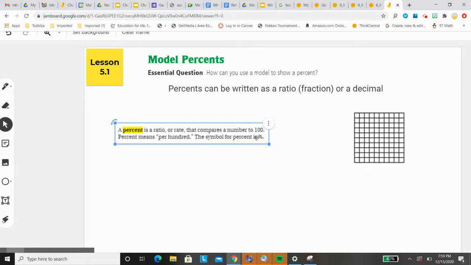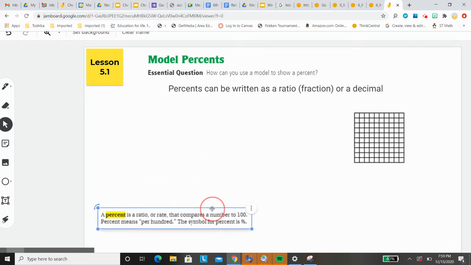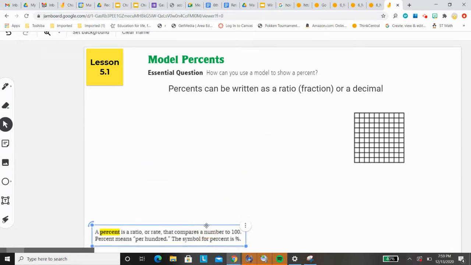I always tell my kids that I teach that it looks like there's a 1 that's sideways with a 0 above and below. Kind of gives you an idea of 100%. Okay? 100% means everything. 0% means nothing. So today our goal is to take a percent and write that percent as a ratio, and then I'm going to use this box right here as a model.